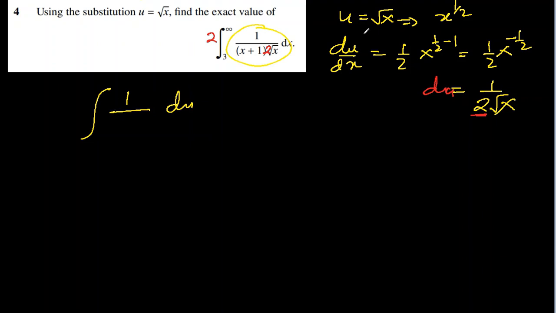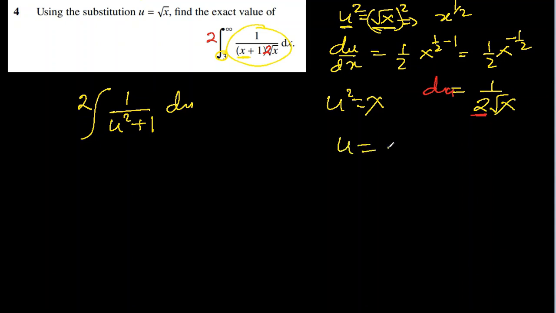So 1 over x. Now if u is square root x, u squared will be square root x squared, so u squared will be x. That means this x can be written as u squared plus 1. There is 2 in front. Now we have to write what the limits are. So when x is 3, this 3.